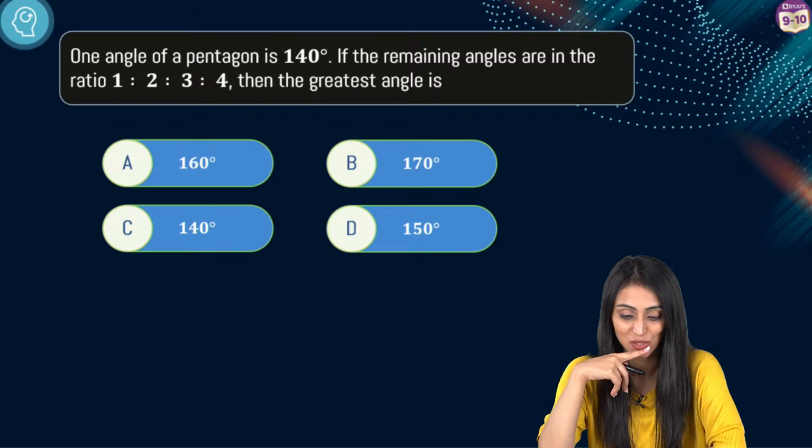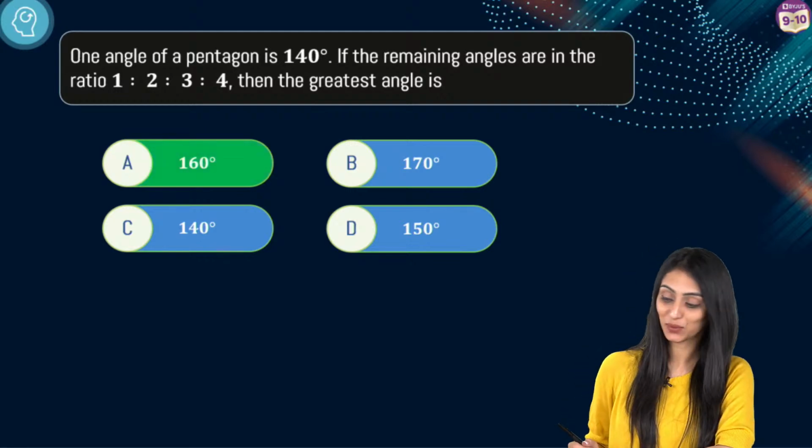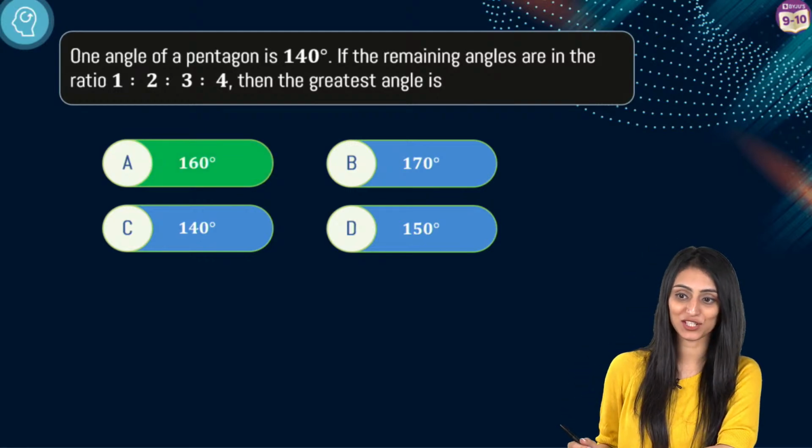Sukhdev Mandal says A. It's going to be 160. Sukhdev, your speed is so fast. Yes, Shivkan, Jaiswal, Muskan, Mayank Saini, Lakshit, everybody is saying A. Let's check the answer. Absolutely, 160 degrees is the right answer for this question.